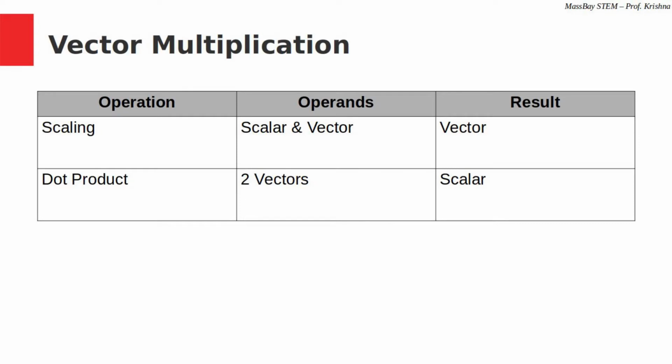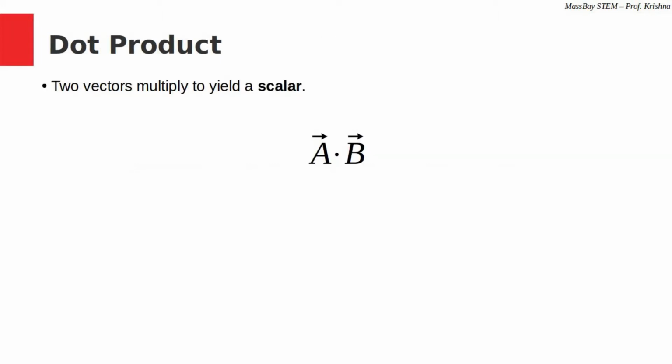Now, let's look at the dot product. A dot product can be interpreted as a measure of how well two vectors align with each other. Unlike scaling, which multiplies a vector by a scalar to produce another vector, a dot product takes two vectors and multiplies them to produce a scalar. As its name suggests, a dot product is symbolized by a dot. If we have two vectors, A and B, their dot product would be called A dot B.